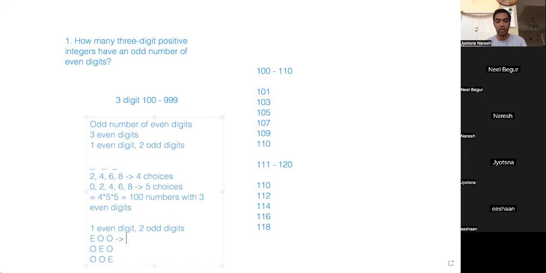Close. So what are the 5 there? It could be 0. Wait, 0, 2, 4, 6, or 8. Yes. Although, can we start a 3-digit number with the number 0?